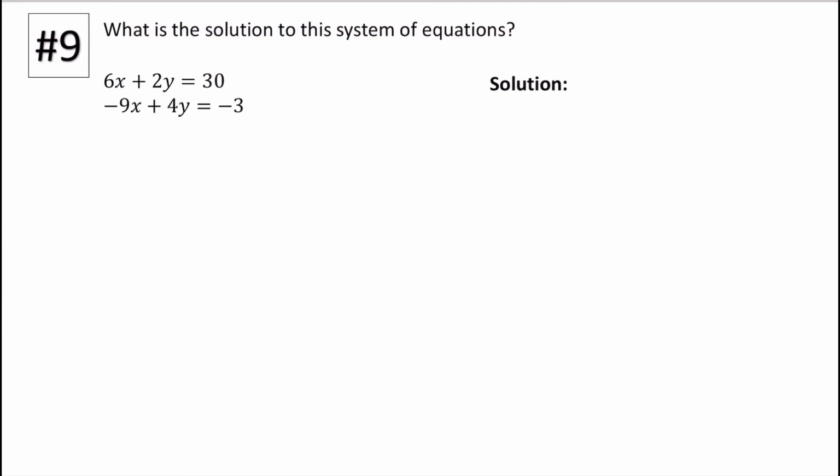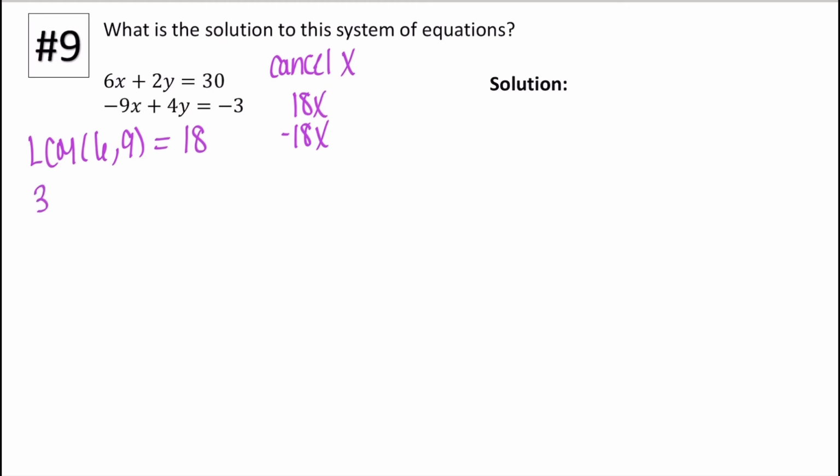In this problem, it asks, what is the solution to the system of equations? I see I have two equations in standard form, so I need to use elimination. I think I'm going to cancel x because x already has opposite signs. If I look at 6 and 9, I want to find the LCM of 6 and 9. The LCM of 6 and 9 is 18, so I want to turn this into an 18x and a negative 18x. So I'm going to take my first equation and multiply it by 3.